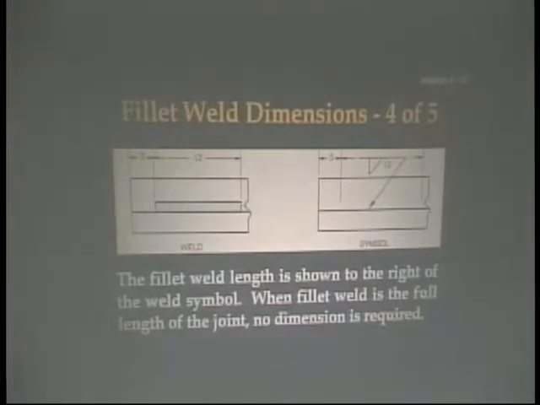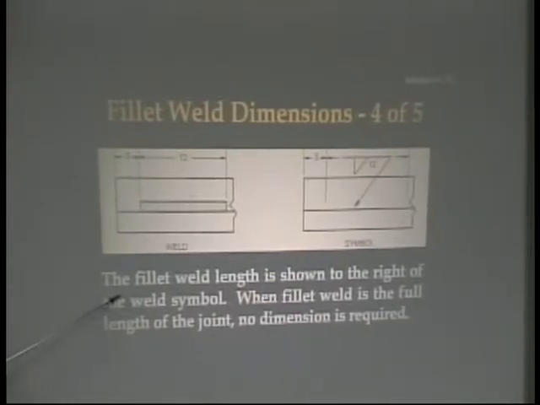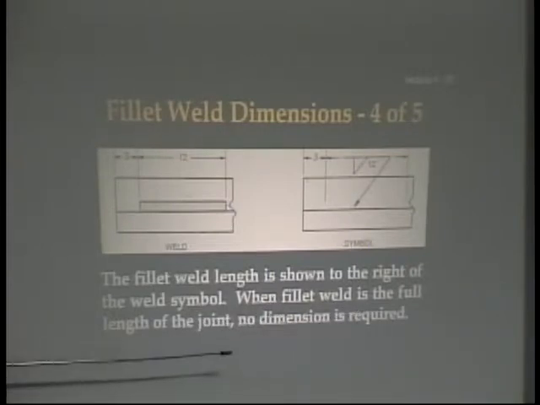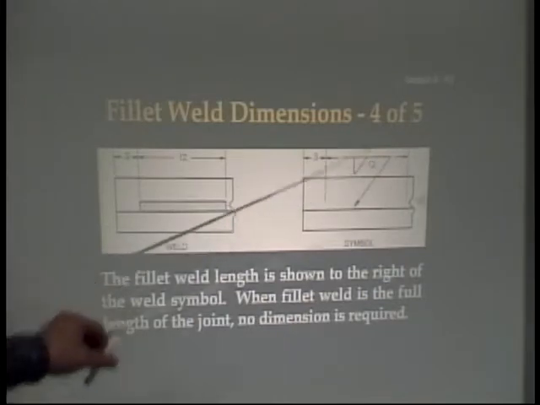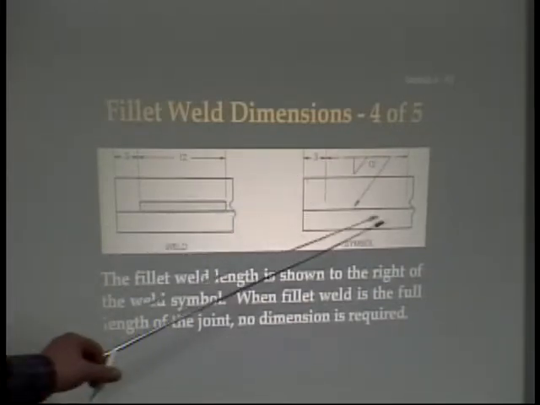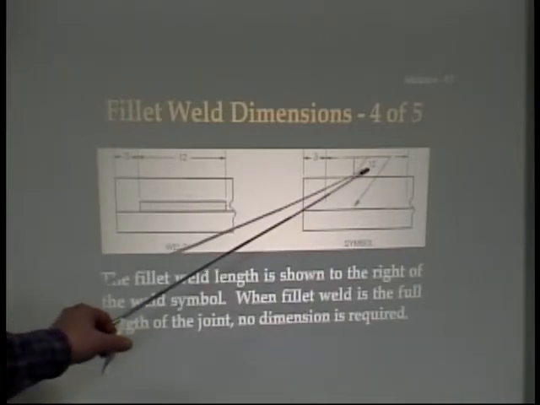This too is on that page. I believe it's the last figure on that page. The fillet weld length is shown to the right of the weld symbol. When fillet weld is to be the full length of the joint, no dimension is required. So if it's going to go the full length, we don't need to put that in there. But if we only want to make a partial weld, then we have to put the length on there.